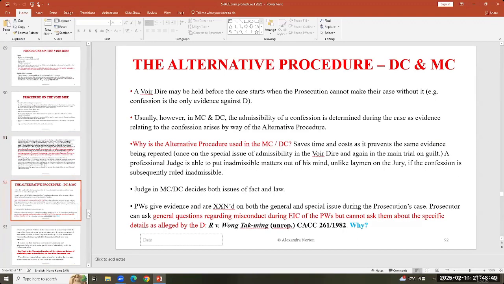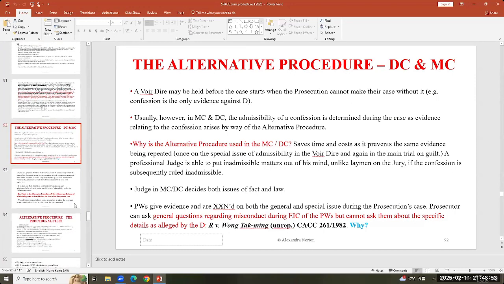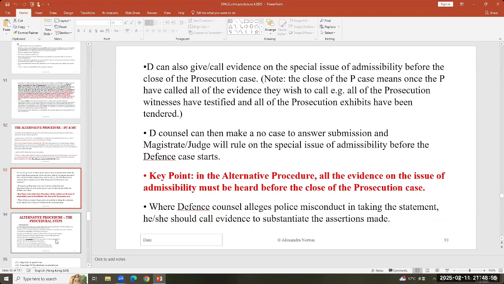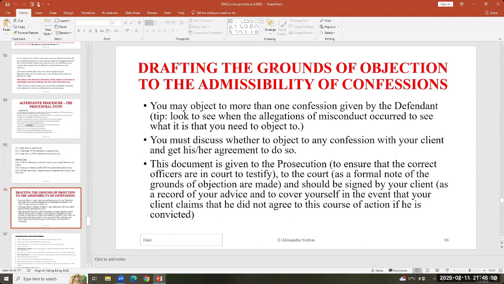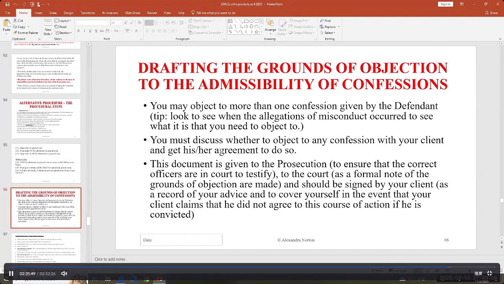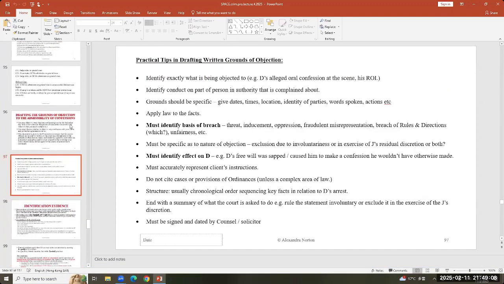The alternative procedure saves time and cost, because you don't have the evidence being repeated. So I've summarized all the steps for you here. If the defense is challenging the admissibility of the confession, they have to draft these formal grounds of objection. So you can read the next few slides through yourself.